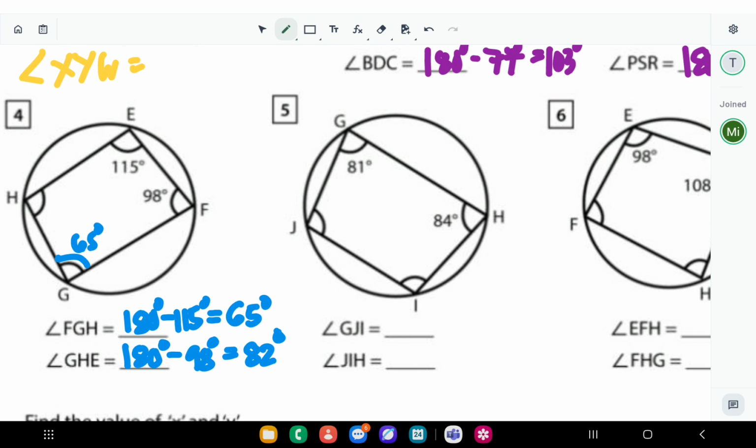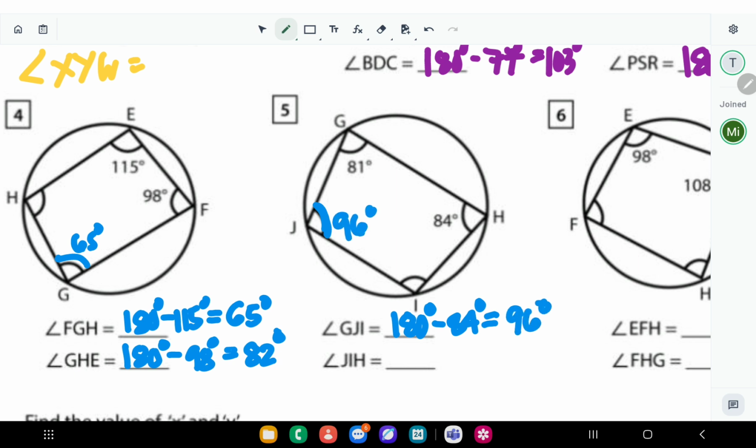Okay, angle J, this one, angle GJI. So that one is opposite to angle H, right? So that means they add up to 180. So angle GJI is just equal to 180 degrees minus 84. So what is 180 minus 84? 96. Okay, so this is 96 degrees.